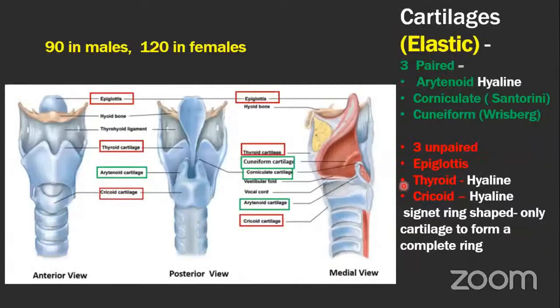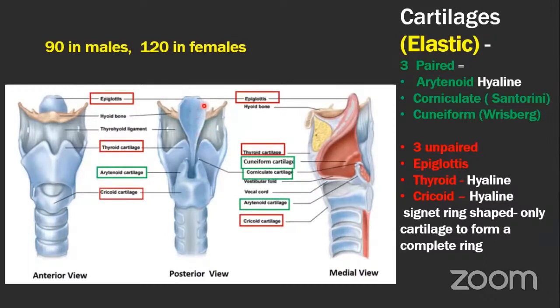Then there are 6 cartilages. The 3 are paired and 3 are unpaired. In this, the green borders are the paired cartilages and the red are unpaired cartilages. So what are the paired ones? Paired ones are the arytenoids, 2 in number, and above the arytenoid you have the corniculate and also the cuneiform. They are paired. And the unpaired ones, it's easy to remember from this picture.